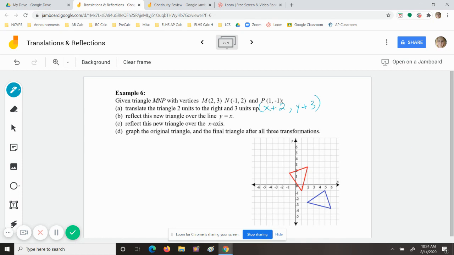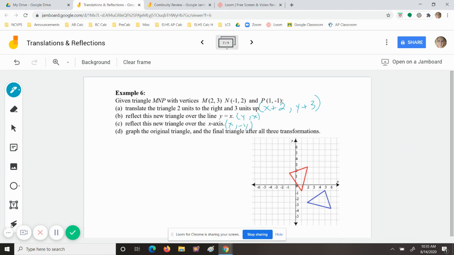Then for part B, reflect this new triangle over the line y equals x. We said when we do that, we switch. So we're going to switch our x's and y's. And then part C, reflect this new triangle over the x-axis, so we will negate the y.